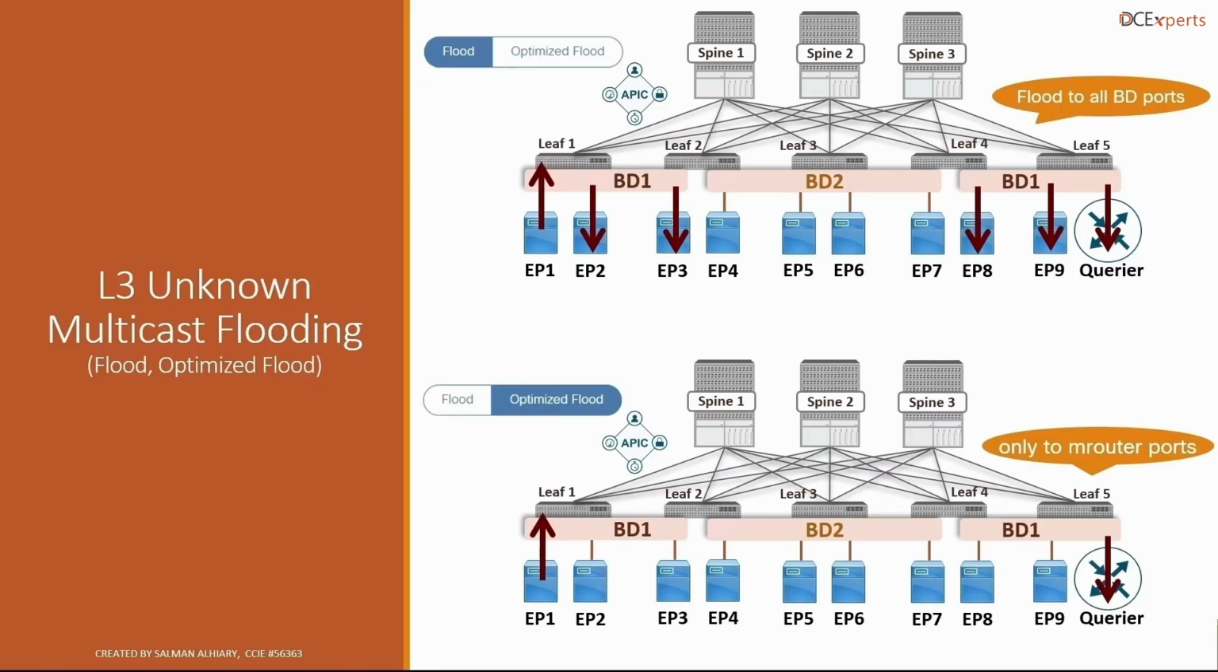Please note that ACI BUM traffic forwarding using Generation 1 leaf switches has some differences compared with higher leaf generations. I didn't consider Generation 1 leaves in this lecture.